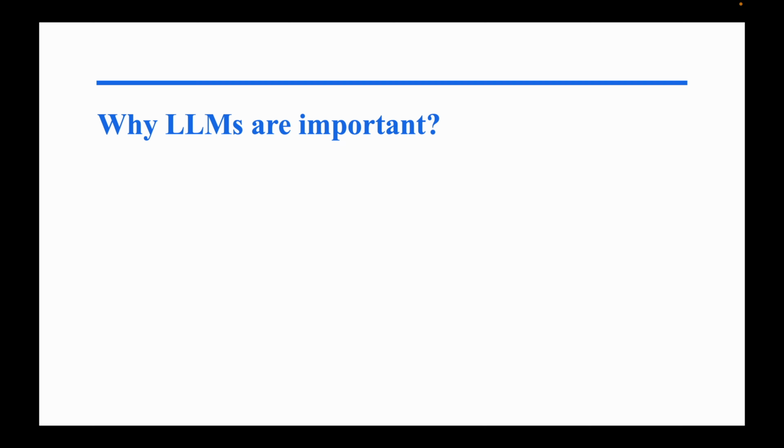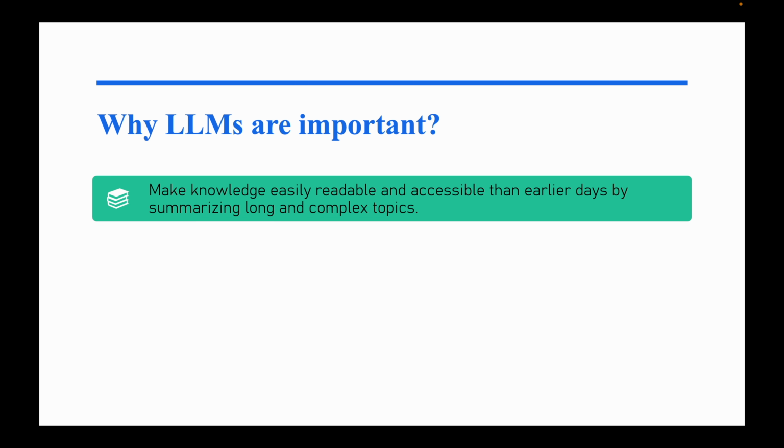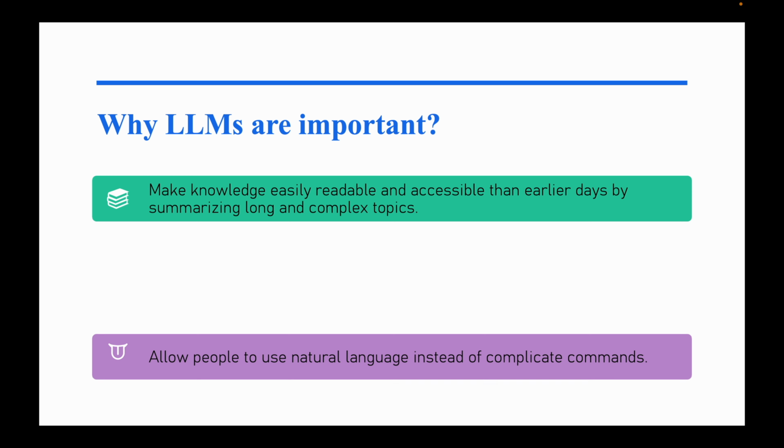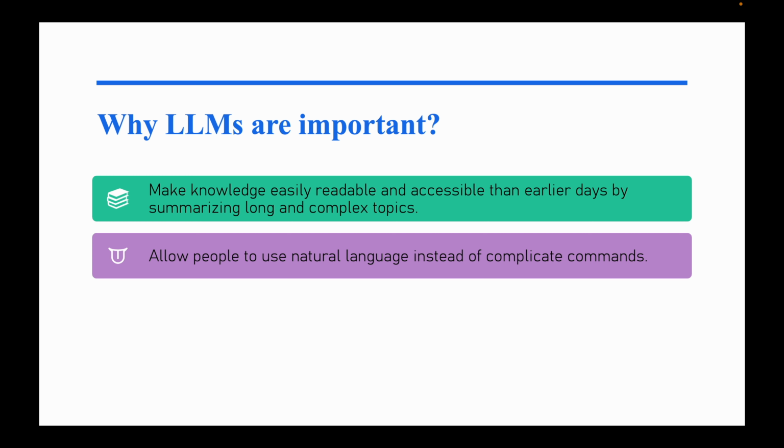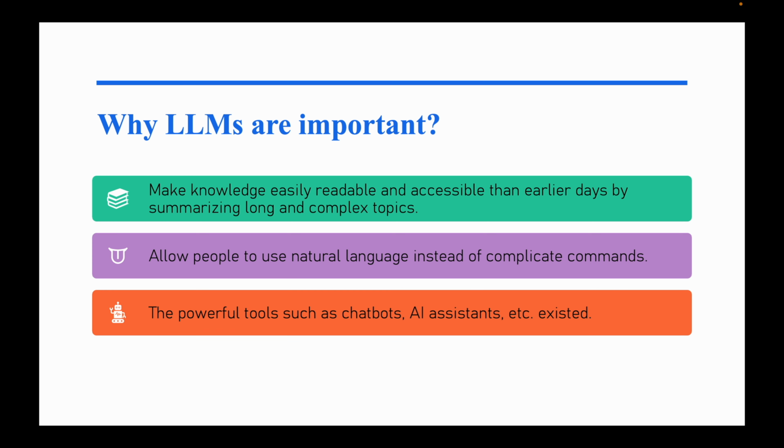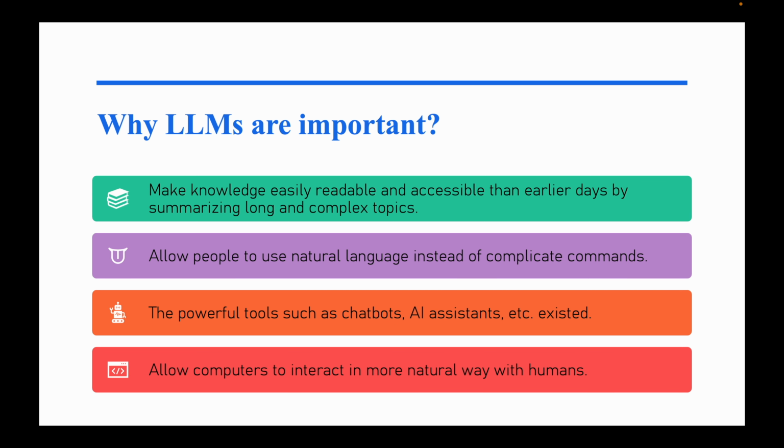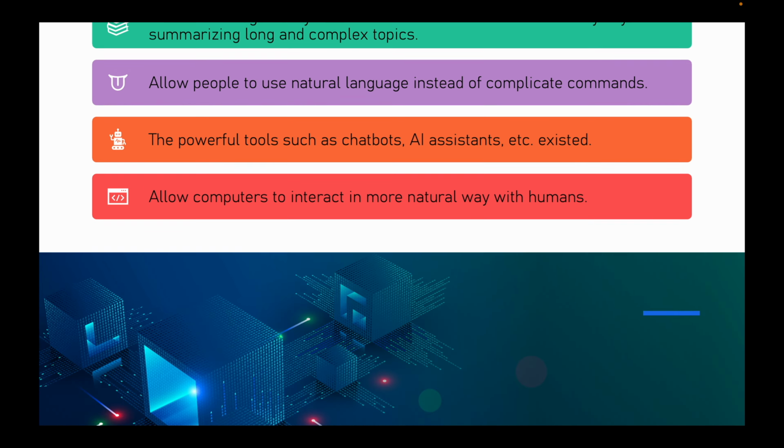Why are LLMs important? LLMs make knowledge more readable and accessible than in earlier days by summarizing long and complex topics. They allow people to use natural language instead of complicated commands. With LLMs, we have powerful tools such as chatbots, AI assistants, and much more. LLMs allow computers to interact in a more natural way with humans. Therefore, in this way, LLMs are very important to us as they bring technology closer.